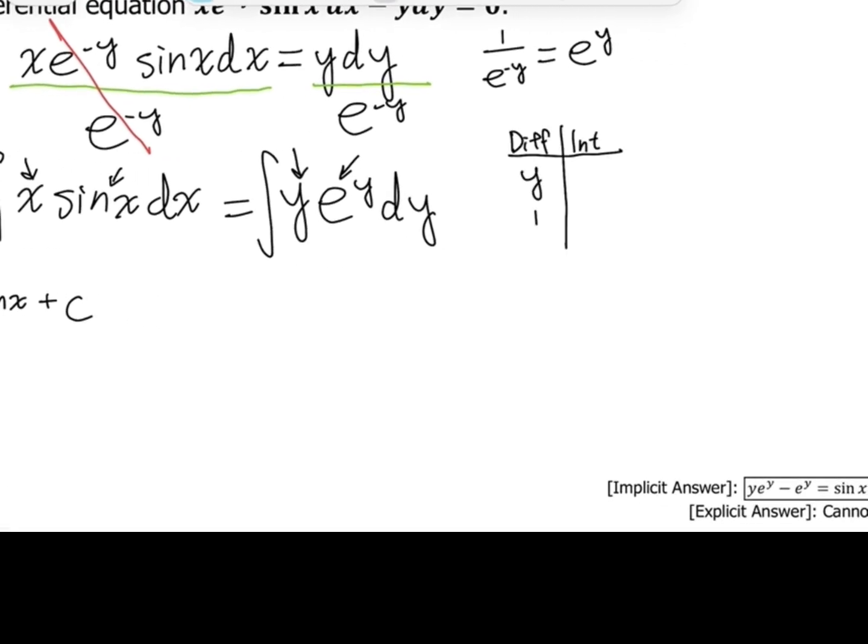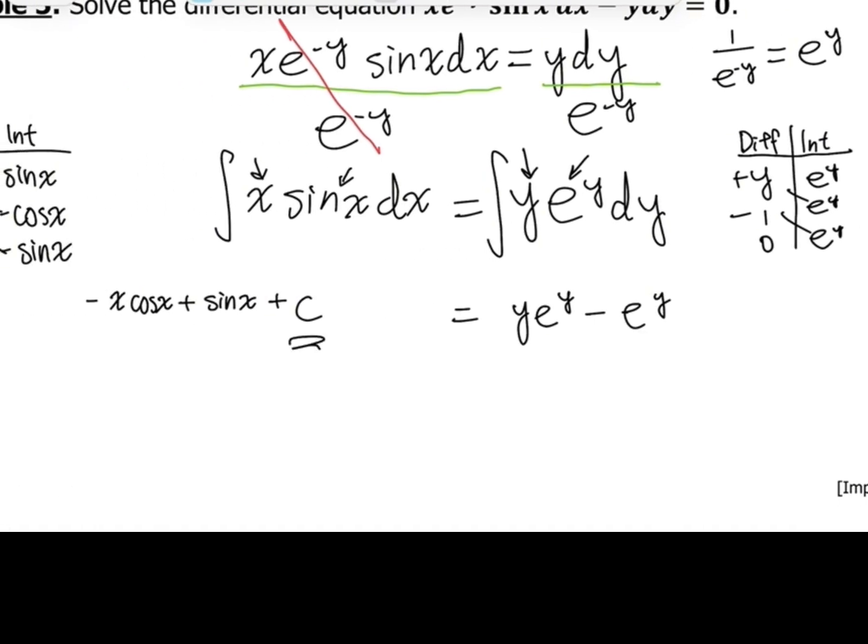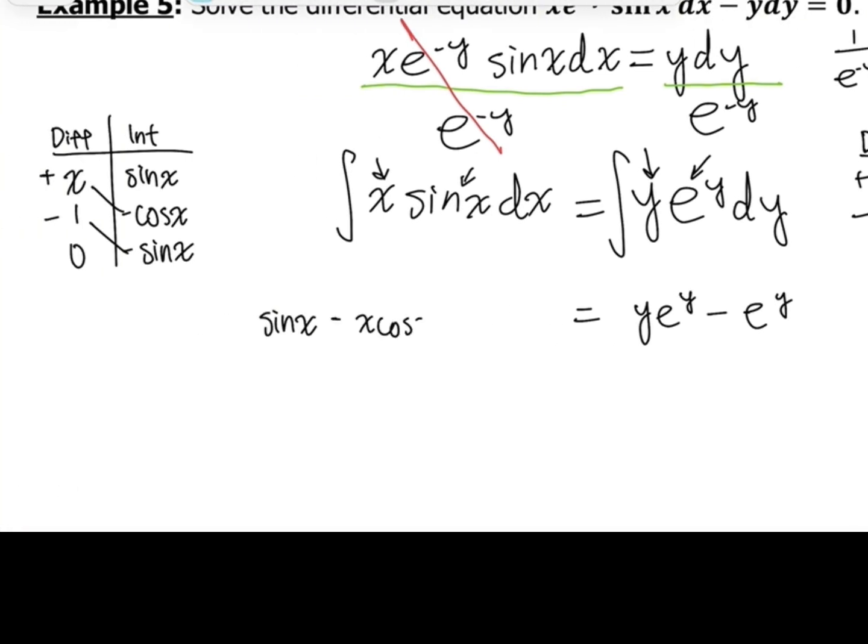So you have y, 1, 0, differentiate, and for e to the y, oh, look at that. It's so beautiful. And just a quick note about the plus C, it doesn't really matter what side you put it on as long as you write it. And I'm just going to rewrite this with the sine x in front. That's sine x minus x cosine x plus C. Very, very nice.